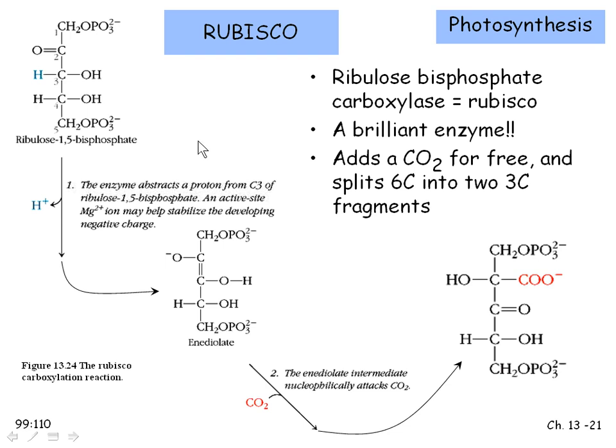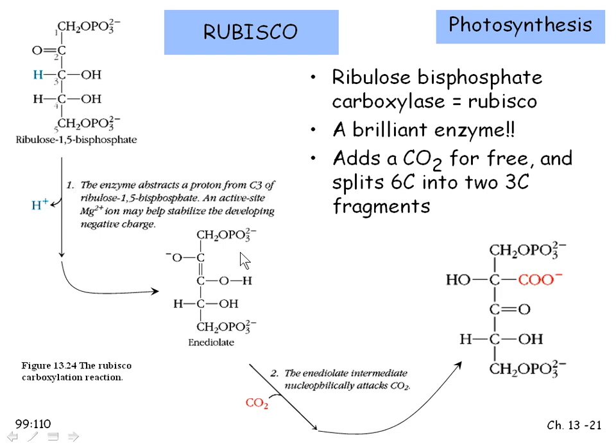So this is what's going to happen. Rubisco can pull off a proton from the middle, you see it's on the 3-carbon, from the middle of ribulose 1,5-bisphosphate. And it's quite possible that there's a magnesium there that helps to stabilize the negative charge that's set up there. And there's then a rearrangement from that form into the enolate form. So this is an enediol. This would be an alcohol. If it was protonated, that would be an alcohol. So it would be an enediol is what we call that after the rearrangement.